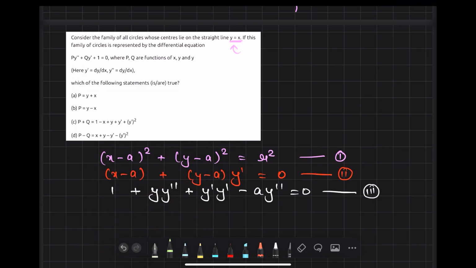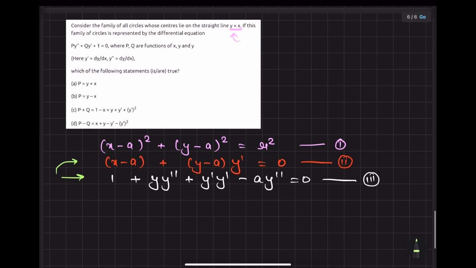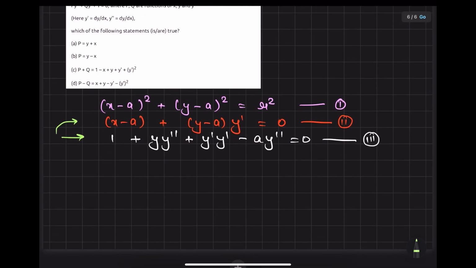Now what we have to do is find out, look at this. If you observe, over here we have only one arbitrary constant, that is a. So can I find out the value of a from here and substitute there? So what we'll do is find out the value of a from equation 2.